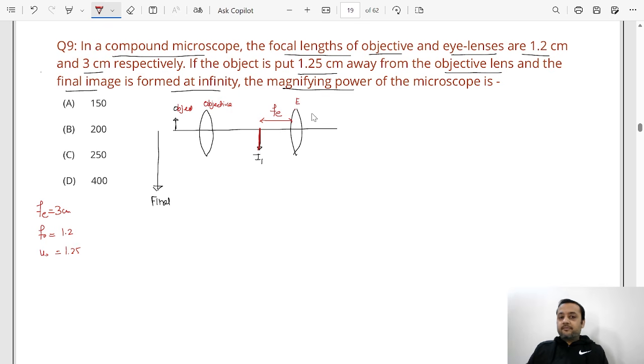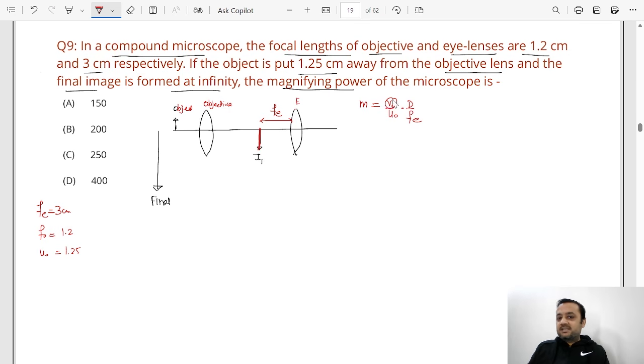Now look, we have to find the magnifying power. First I'll tell you the formula of magnifying power of a compound microscope. It is Vo by Uo into D by Fe. Now what does this mean? Vo means the image distance made by the objective. V stands for image and O for objective. I1 is the image of the objective, and I1 was serving as the object for the eyepiece. The objective treats the actual object as its object, and makes this image I1.